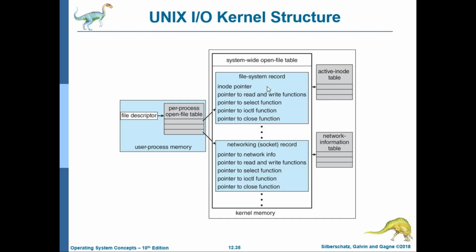Okay, next, for this illustration, we have a UNIX I/O kernel structure. The open file record contains a dispatch table that holds pointers to the appropriate routines depending on the type of file. For example, in the user process memory, the per-process open file table contains a file system record and a networking socket record. These will be in kernel memory: the file system record is inside the active inode table, and the network or socket record is in the network information table.